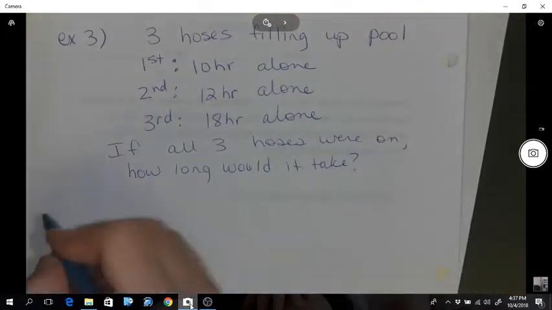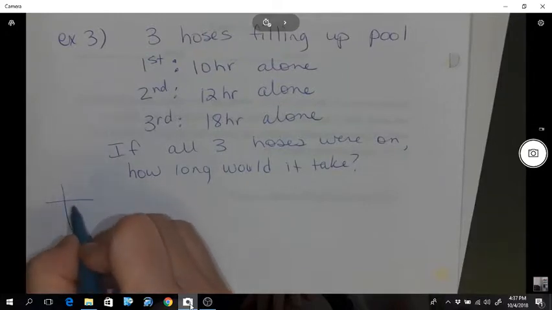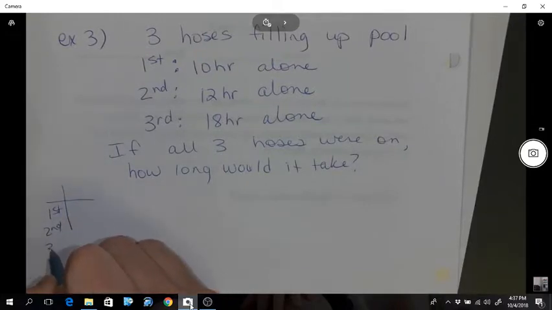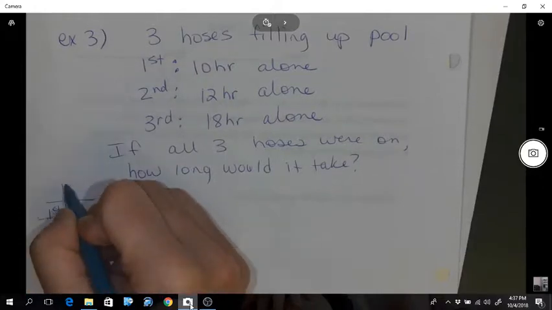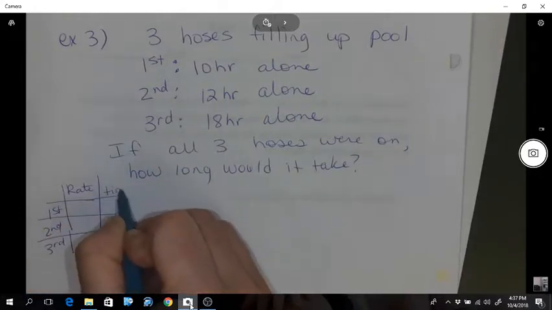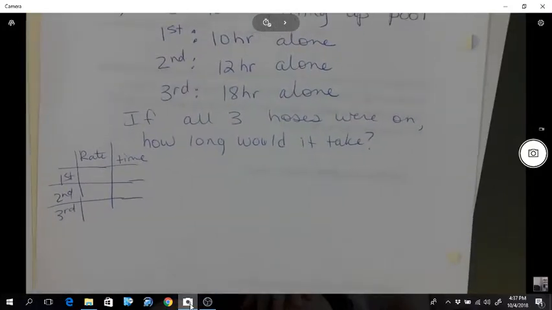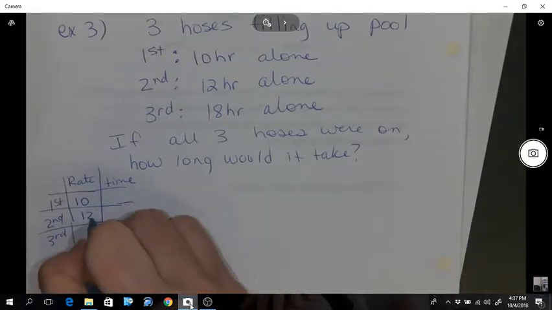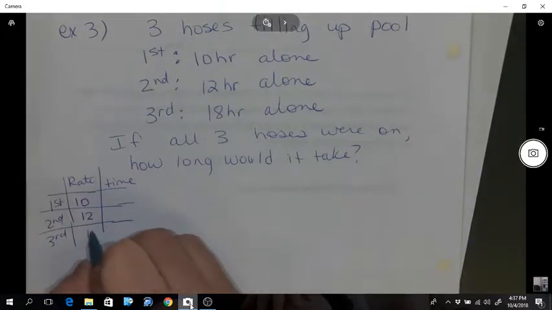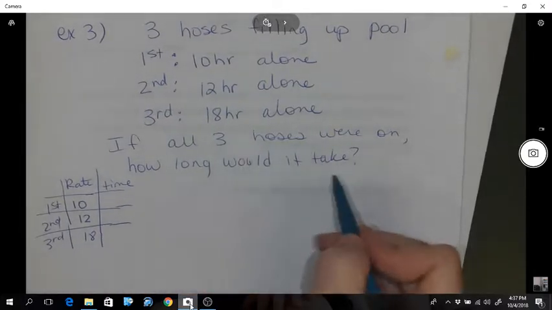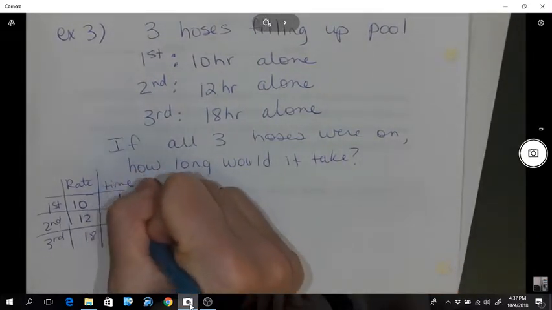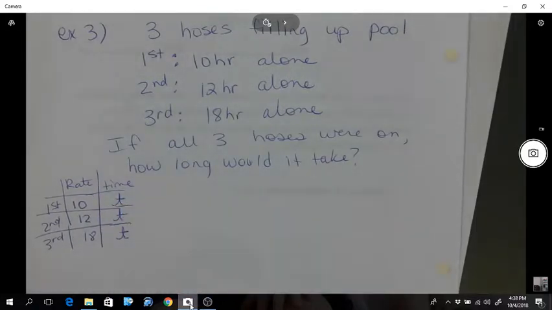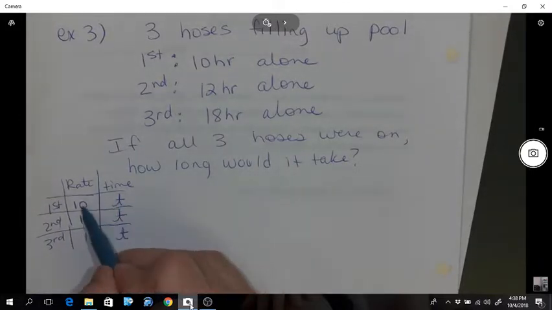Okay, so now we have the same thing as last time. I'm going to sort my information. Okay, so 10 hours alone would be the first one's rate, 12 hours alone would be the second one's rate, and 18 would be the third one's rate. What I don't know is how long they're going to go for. Okay, but that's going to be the same variable because they're all going to end up being the same time, right, together? So remember, we do time over rates.